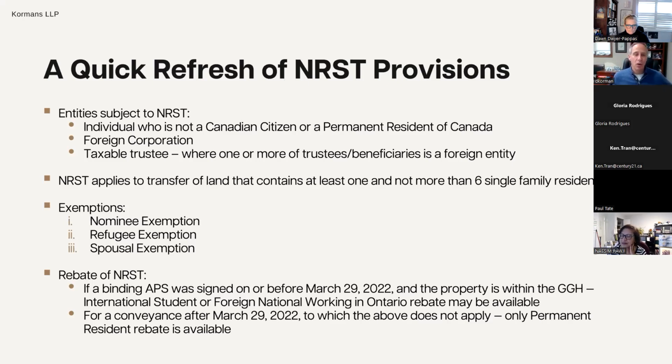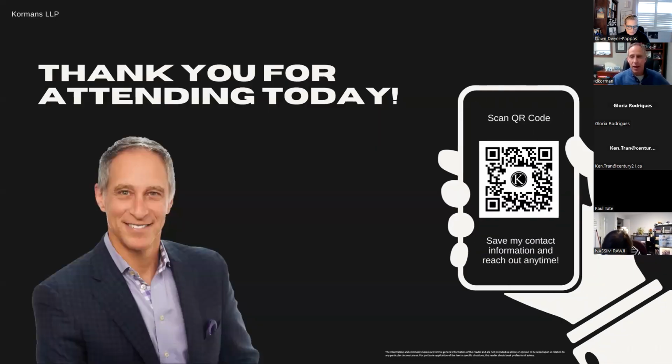Okay, and the NRST didn't apply to all properties. It had a different definition of which residents it would apply to. And it did provide certain exemptions for nominees, refugees, and spousal exemptions. Those still exist and might be applicable in certain fact situations. There are also certain rebates that exist, and they could still exist, although that's been modified with the change in legislation as well. So depending on the fact situation, that could be applicable too.